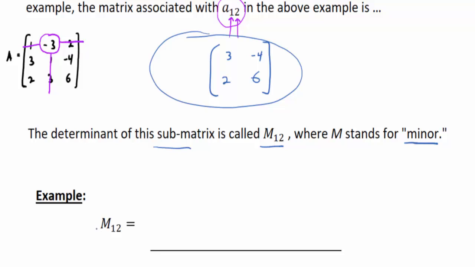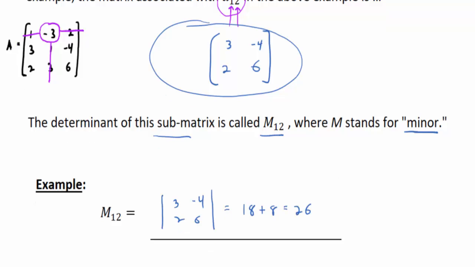So tell me what the minor is associated with this submatrix. What is M12? It's 3, negative 4, 2, 6, which we know from above is 18 minus a negative 8, which is 18 plus 8, or 26.